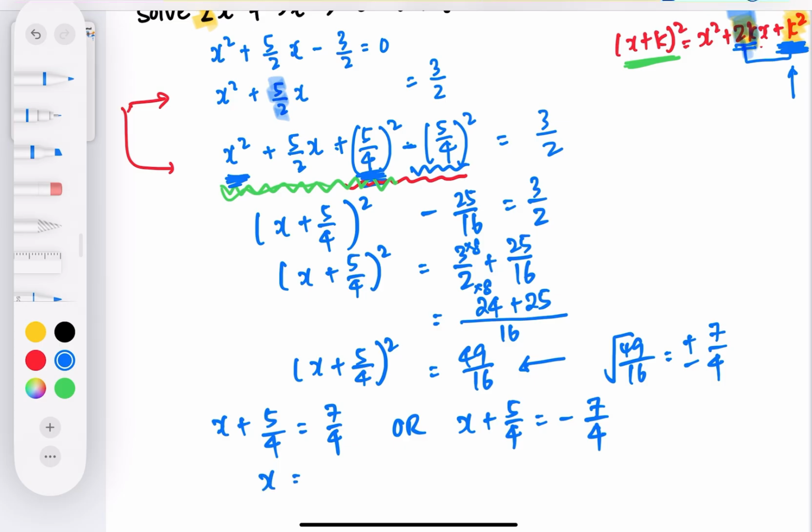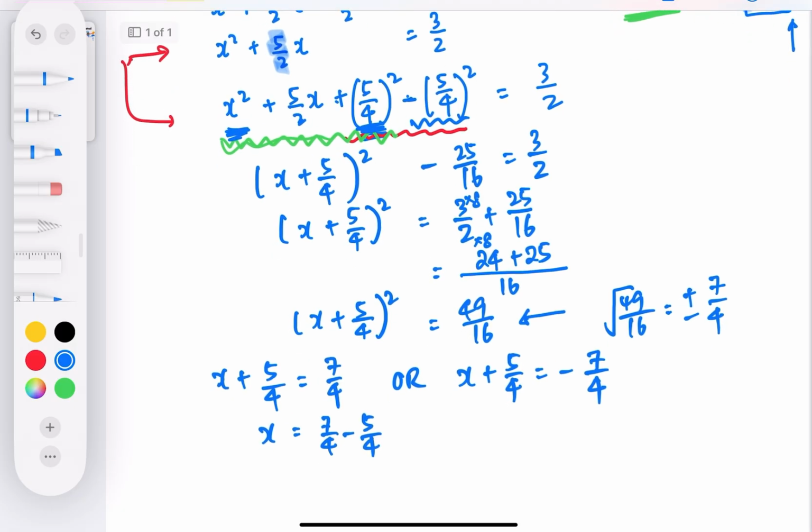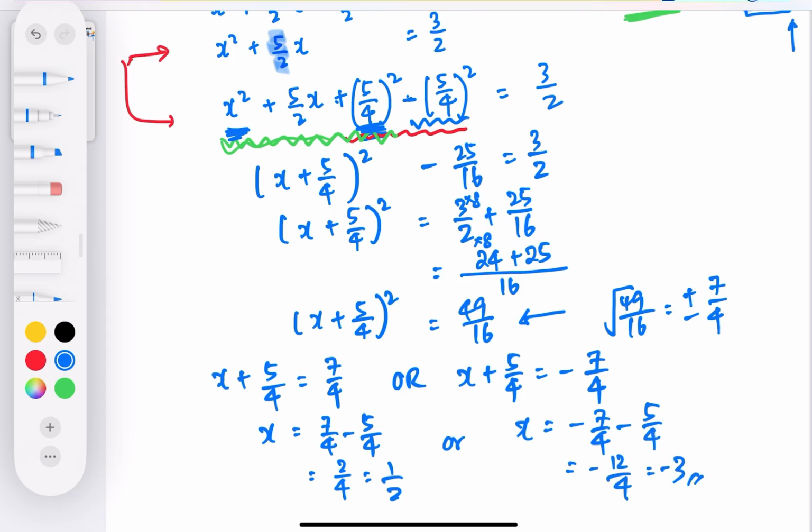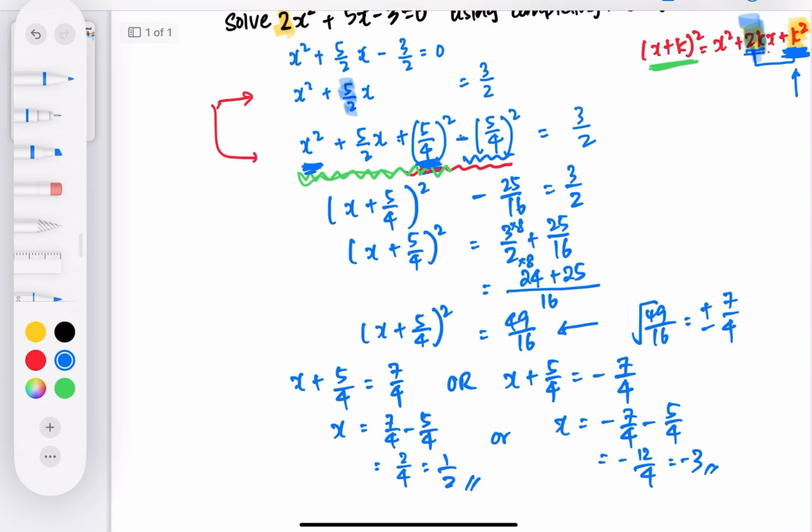So here, x is equal to 7 over 4 minus 5 over 4. That gives 2 over 4, which is equal to half. Or x is equal to negative 7 over 4 minus 5 over 4, which will result in negative 3. So these are the two solutions of the equation.